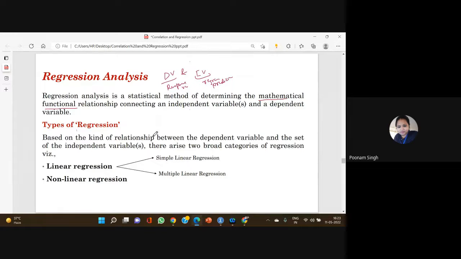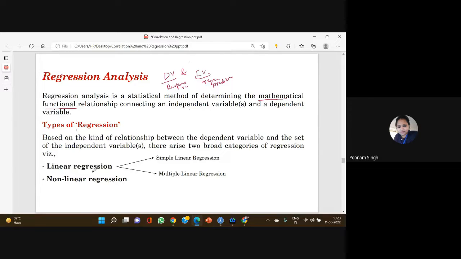There are different types of regression that are used based on the kind of relationship between dependent variable and set of independent variables. There are two broad categories: linear regression, non-linear regression. Linear में simple linear regression, multiple linear regression.